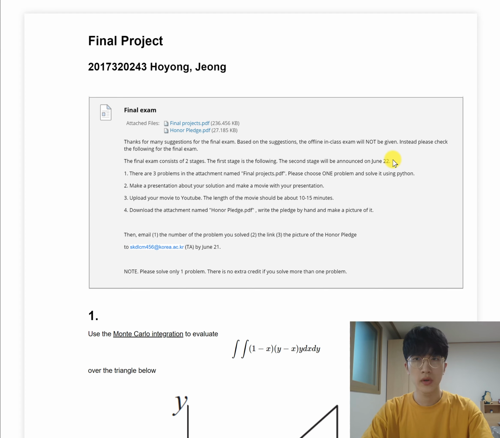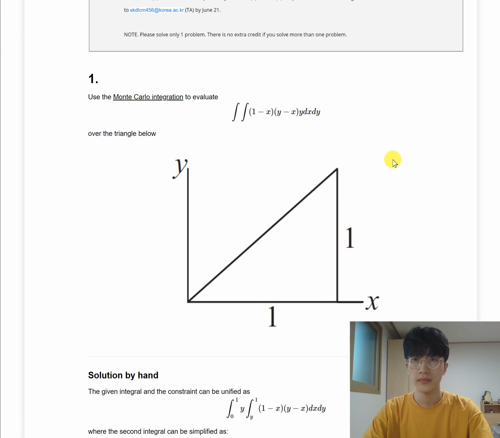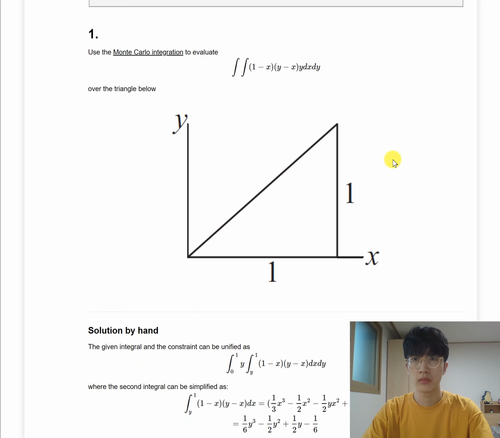The final project was to choose one of 3 problems and solve it using Python, then make a video introducing my code. Now let's consider the problem. I chose problem number 1, where we have a double integral over a function of x and y. The constraints are given as the triangle below.